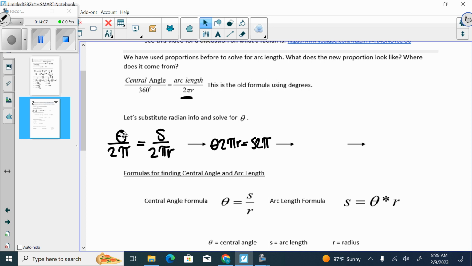Well, let's say we're trying to solve for theta. That's what they asked for here. So then I have that theta 2 pi r is equal to s 2 pi. And if I want to get theta by itself, I have to divide by 2 pi r, right? So over here, my 2's divide out, my pi's divide out, and my r's divide out. So I'm just left with theta, right? And over here, my 2's divide out and my pi's divide out. So we end up being left with what? Very good.